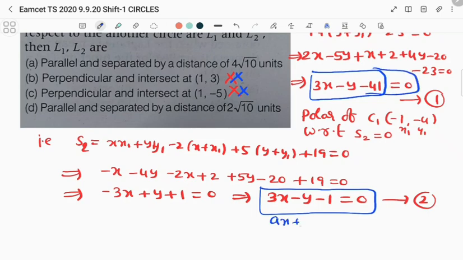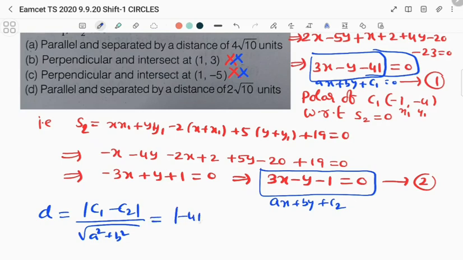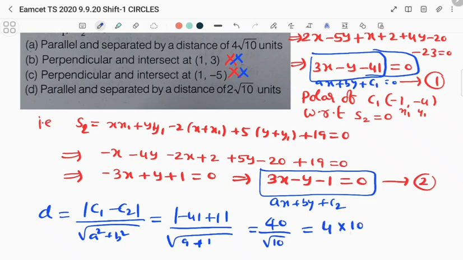This is Ax plus By plus C2, and this is Ax plus By plus C1 equal to 0. The distance between parallel lines is given here in both cases. So the distance between parallel lines, d, is equal to mod C1 minus C2 by root over A square plus B square, dear students. So C1 mod minus 41 minus of minus 1, by root of 3 square plus minus 1 whole square. So minus 40, within 40, plus 40 by root 10. So we can write it as 4 times 10 by root 10. So root 10 cancels, now 4 root 10 is the answer. So the first option is the right option.